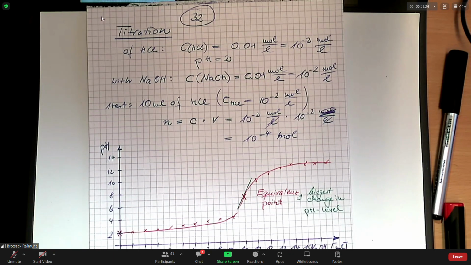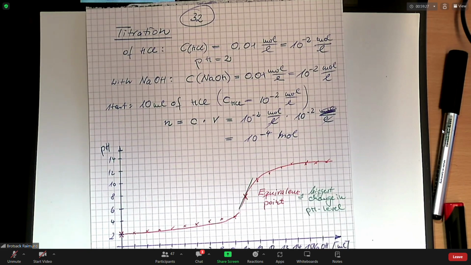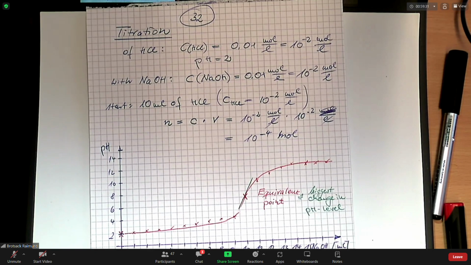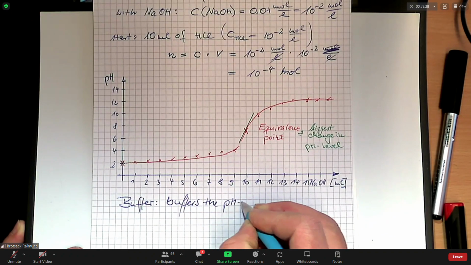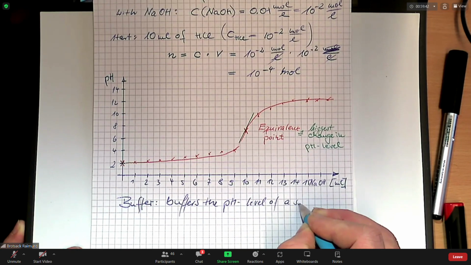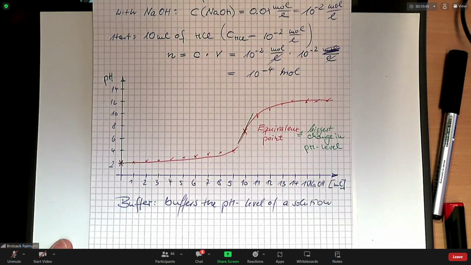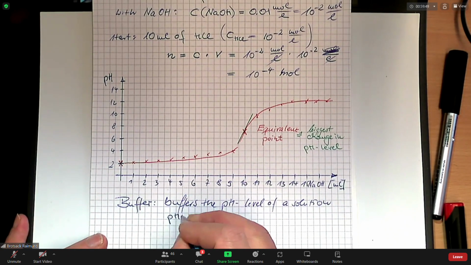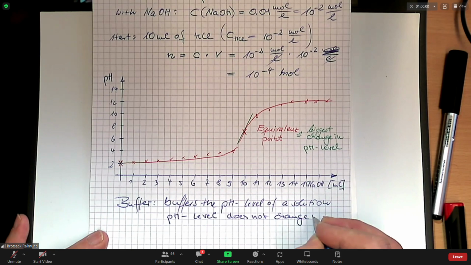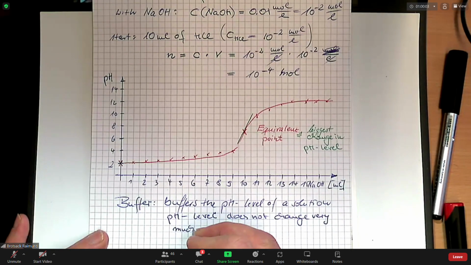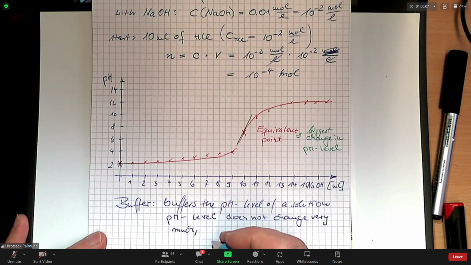So a buffer buffers the pH level of a solution. That means the pH level does not change dramatically, even after adding an acid or a base.